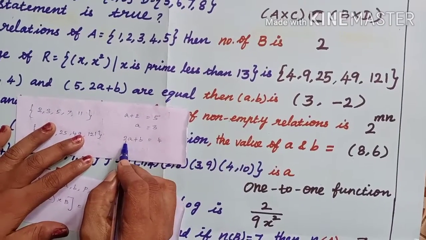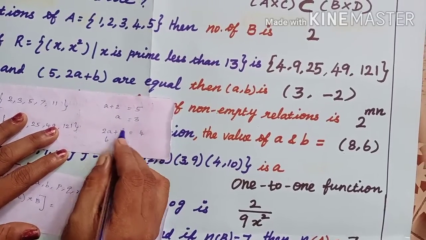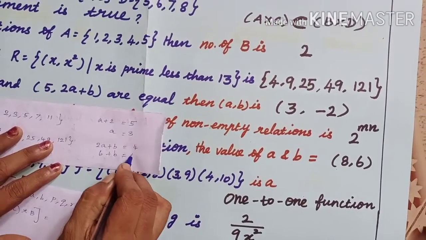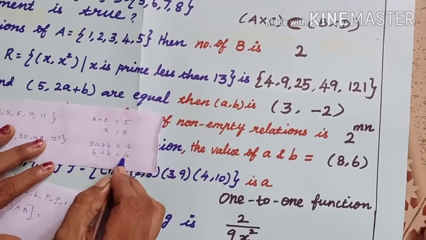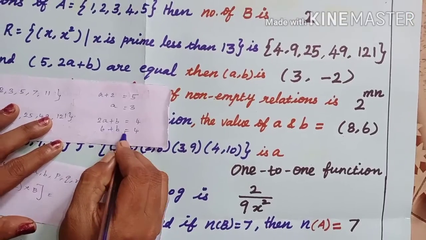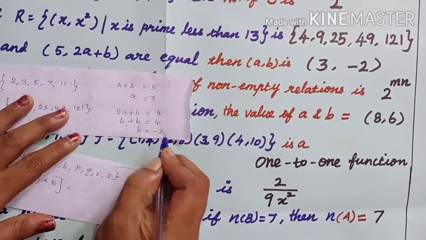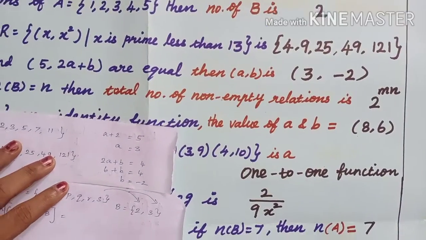Here a is 3, as you already know. 2 into 3, 6 plus b equals 4. You reduce something, you will get 4. So you reduce 6 by 2, you will get 4. So b equals minus 2. So (3, minus 2) is your answer.